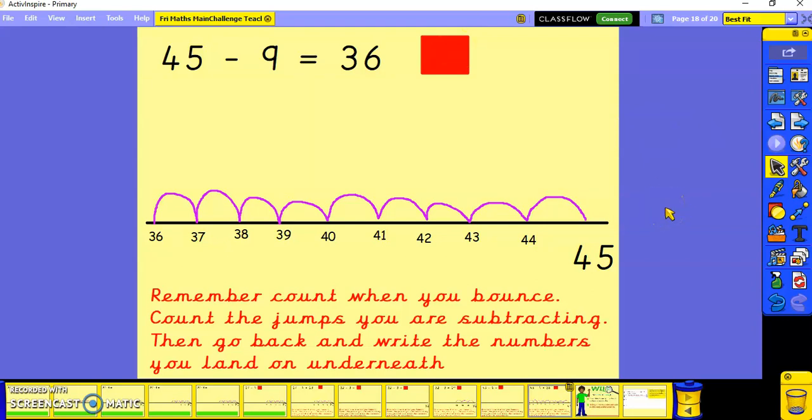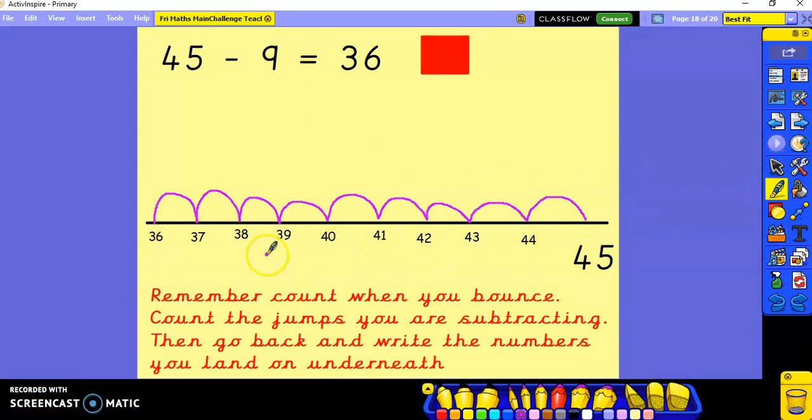Now, remember those steps today. You've got your blank number line. You put your greatest number that you're starting with on the right-hand side. Then you count the right number of bounces that you are subtracting, and then you go back to fill in the numbers underneath, counting backwards. It's all about going backwards today because we are subtracting.